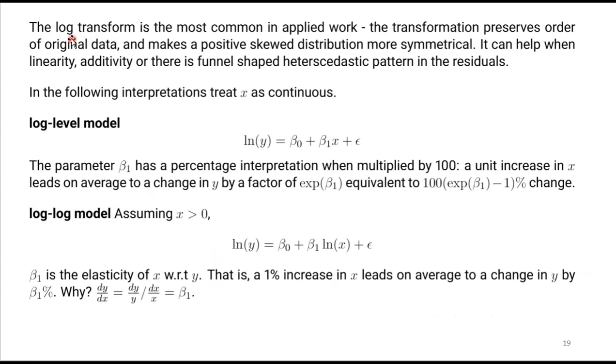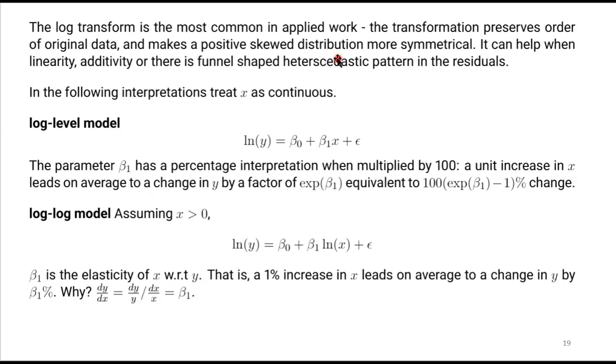In practical work, in terms of transformations, actually the log transformation tends to be the most common that you see. So why log? Well, just look at what a log transformation does to the data. It preserves the order of the data. Just think about the shape of the log function. It preserves the order of the original data, i.e. if A is bigger than B, then after transformation, your new A is still bigger than the new B. And it makes a positive skew distribution more symmetrical.